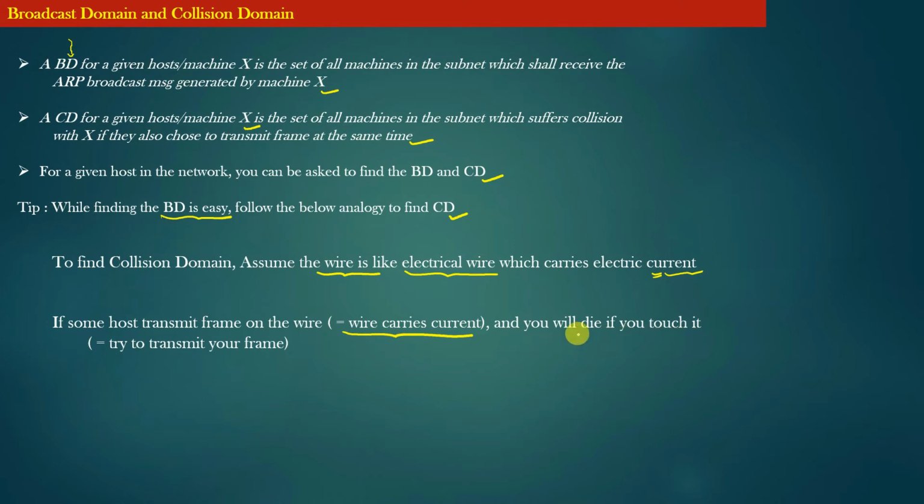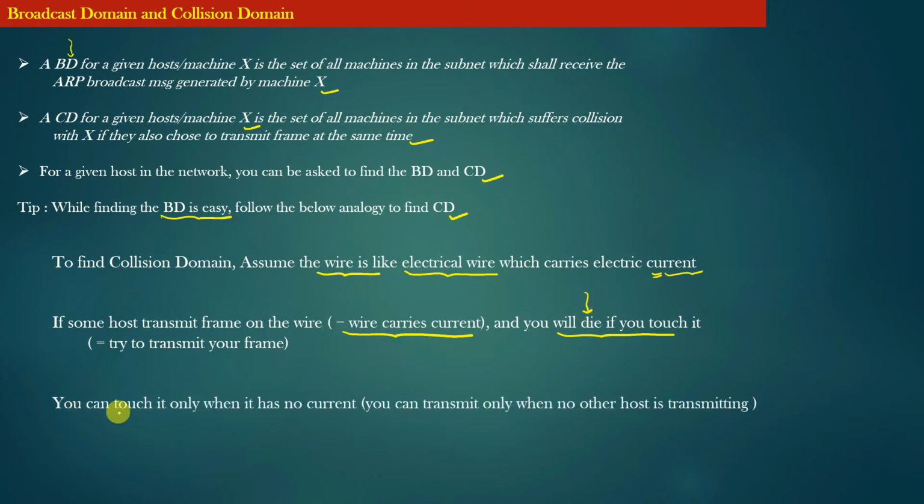That is, if you are some other host connected to the same physical wire, and you try to transmit your own frame on the wire, then assume you will die. Here, you will die means you will face collision, right? So you can touch the wire only when it has no current, meaning that you can transmit your own frame only when no other host connected to the same physical wire is actually transmitting. So let us try to understand with the help of an example.